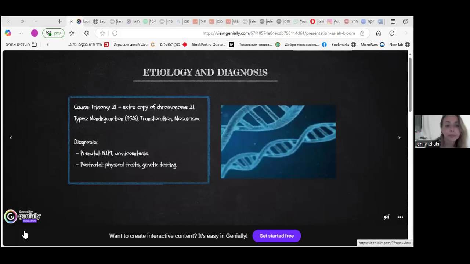The main cause of Down syndrome is an error in cell division that results in an extra chromosome 21. This can happen in three ways: non-disjunction, which is the most common, translocation, and mosaicism. Diagnosis can happen during pregnancy using tests like non-invasive prenatal testing or amniocentesis. After birth, doctors usually notice physical features and confirm the diagnosis through genetic testing.